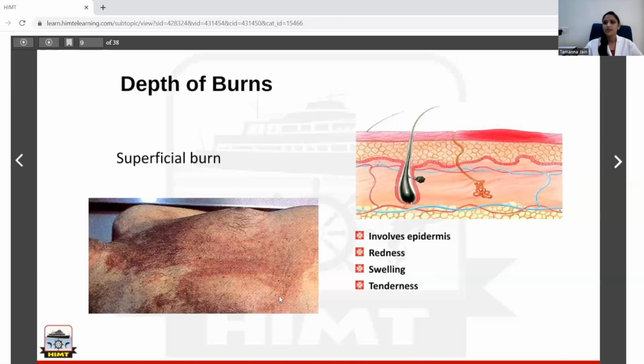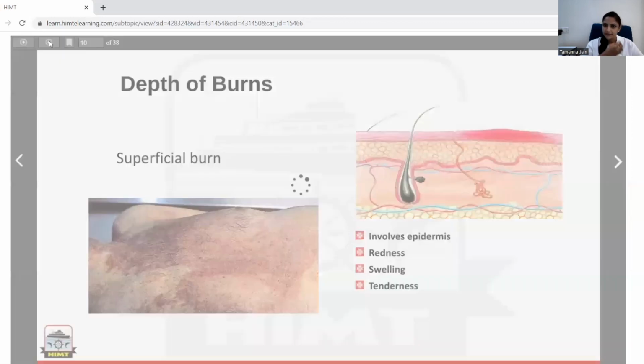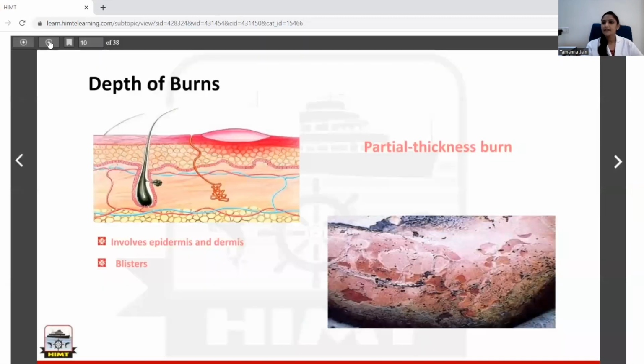There are 2 important complications in burns. First one is dehydration and second one is infection. So with this, we have completed first degree burns. Let's move to second degree burns, also termed partial thickness burns. As you can see on this slide, it is like a bubble, a boil sort of. We call this blisters. The medical term is blisters.